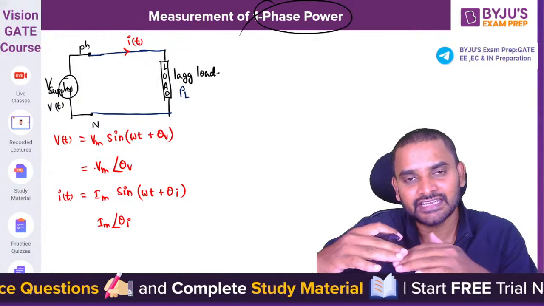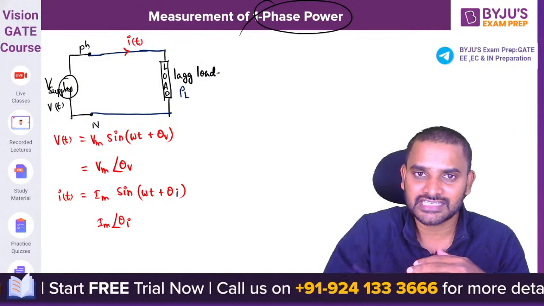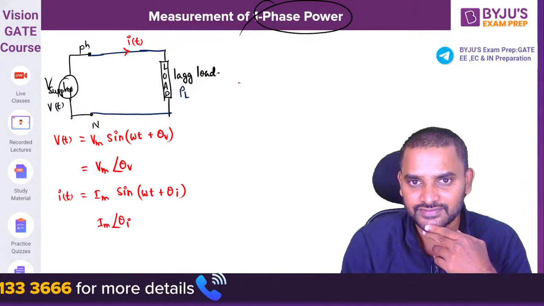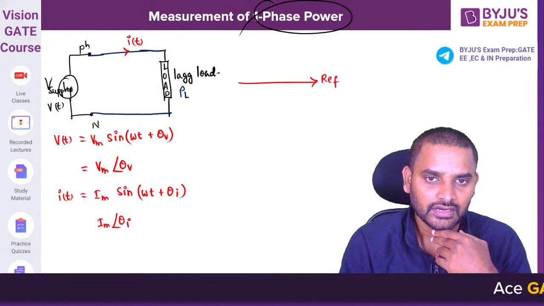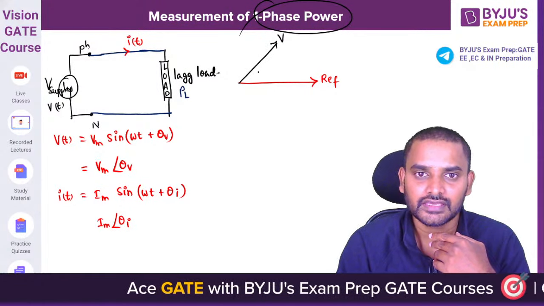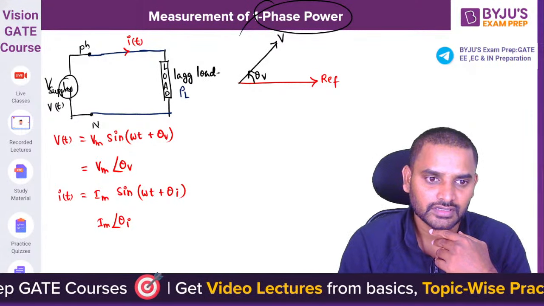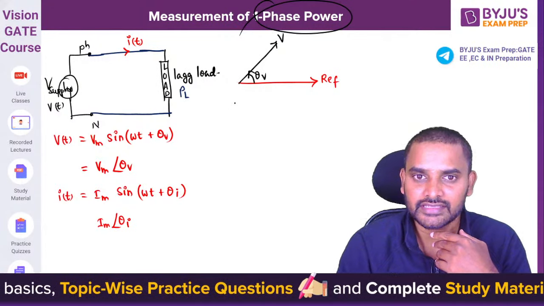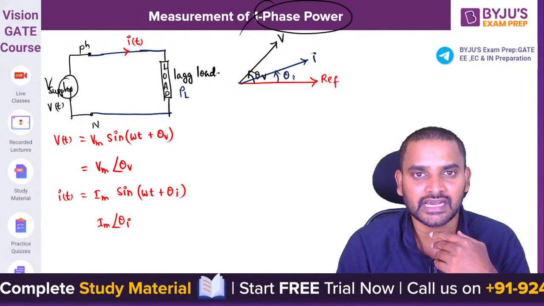So what does it mean? The voltage phasor is leading from the reference axis at an angle of theta V. The current phasor is leading from the reference axis at an angle of theta I. If you represent it, it will look like this. Taking the reference axis, the voltage phasor may be here, V, at an angle of theta V. The current phasor may be like this, at an angle of theta I.